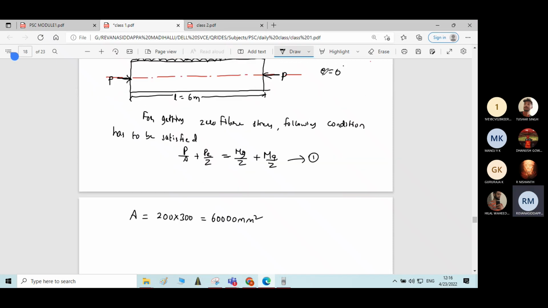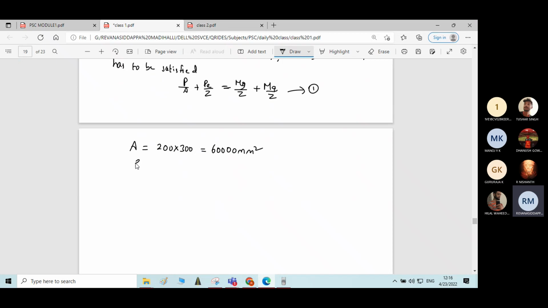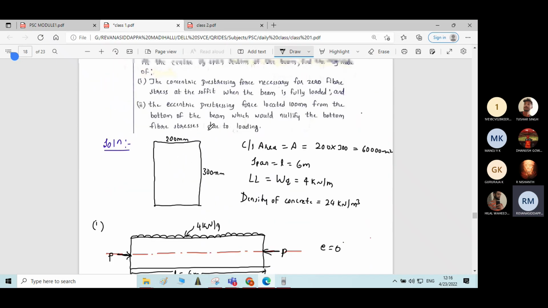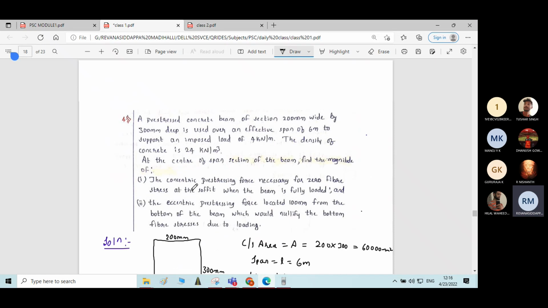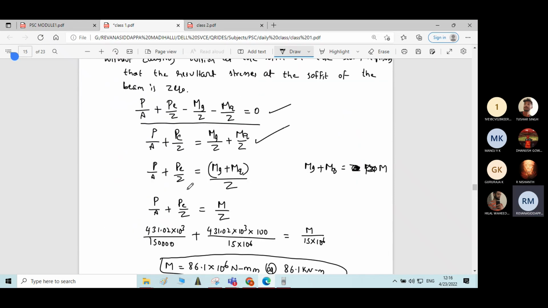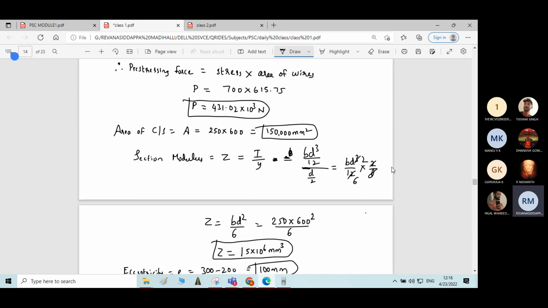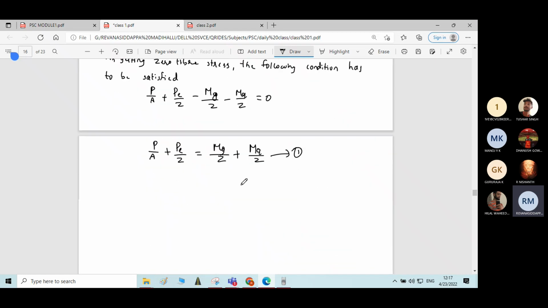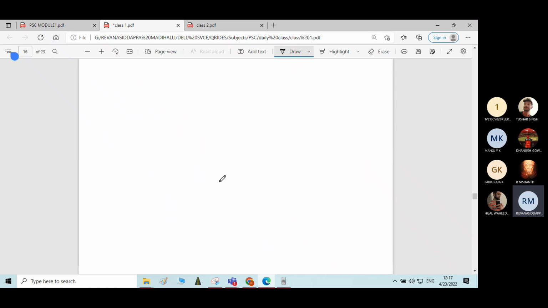Then what else is needed? Eccentricity is 0 with respect to this condition. Then section modulus Z is required. For Z, the formula for section modulus of a rectangular section is BD square by 6, as we saw in the previous problem. Or else you can use the basic formula I by y: calculate the moment of inertia and the distance of the centroid from the bottom or top fiber, then substituting, you will get the same equation. I'll directly use BD square by 6 here.